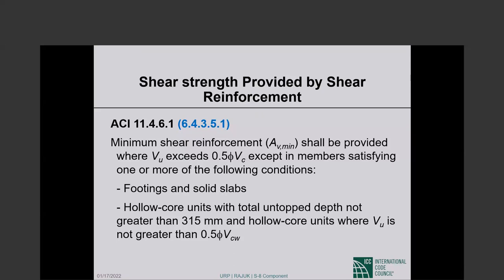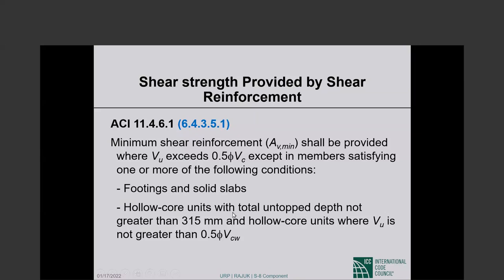Now, there are exceptions to this, except in members satisfying one or more of the following conditions. You do not have to provide shear reinforcement until the V sub u equals phi times V sub c in members satisfying one or more of the following conditions. Footings and solid slabs. Okay, we do not provide shear reinforcement unless shear exceeds phi times V sub c. Hollow core units. So these are members in which no shear reinforcement needs to be provided unless shear is phi times V sub c or more. No shear reinforcement at half of phi times V sub c.